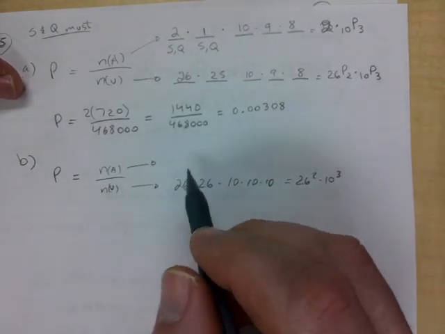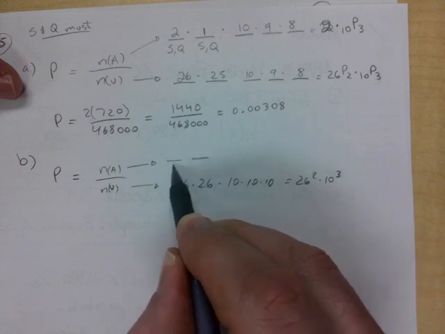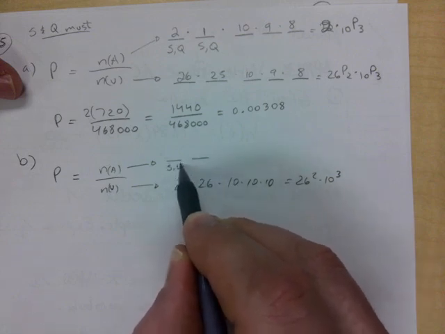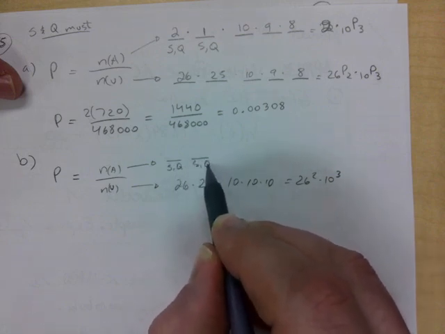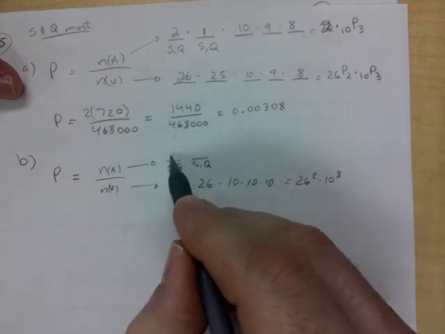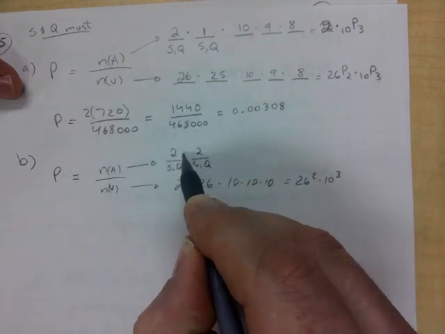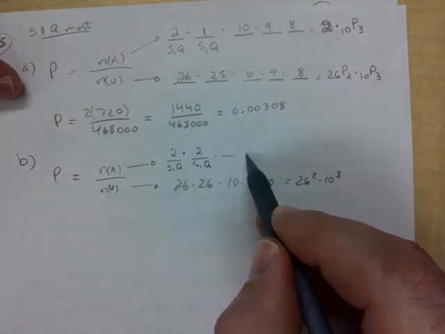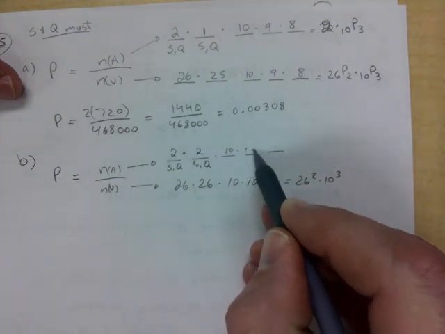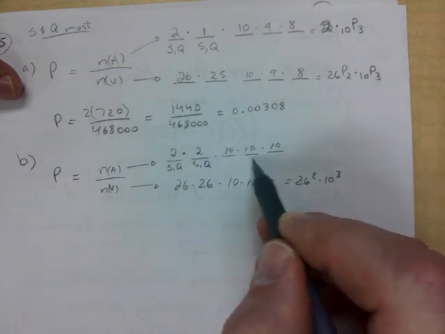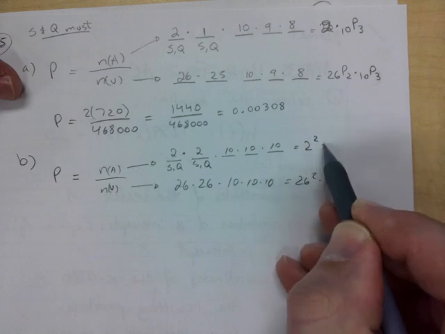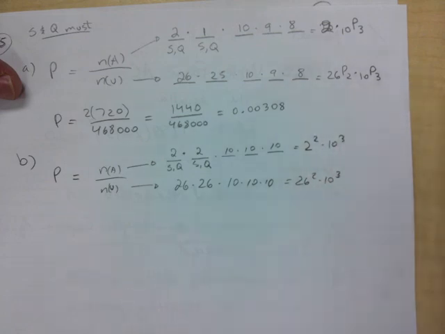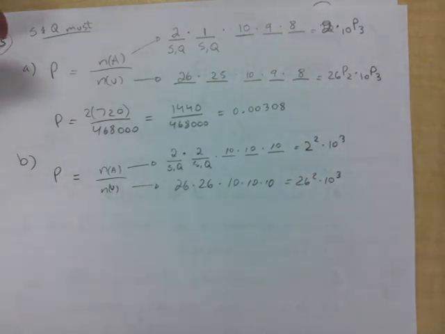For N_A, let's see here. SQ, SQ. So in this case, we have 2 times 2, right? We can consider both of them. And we have 10, 10, 10. Right? So this is 2 squared times 10 cubed, in a sense.